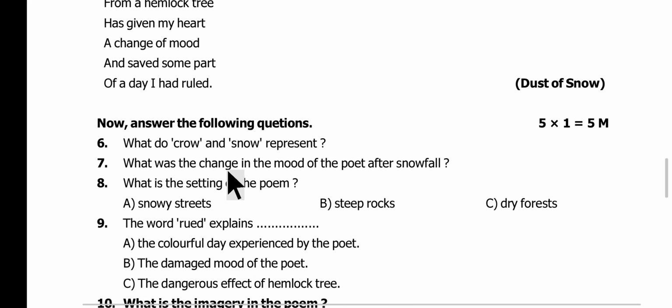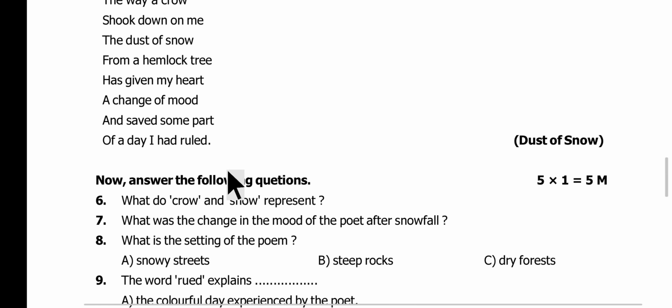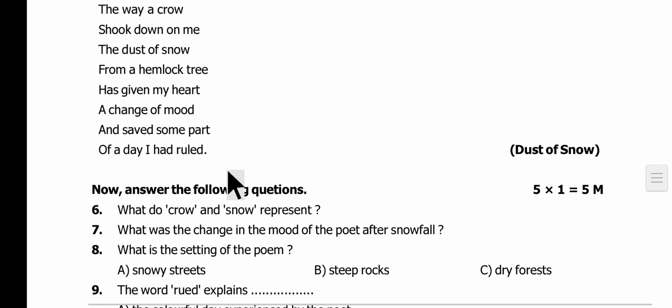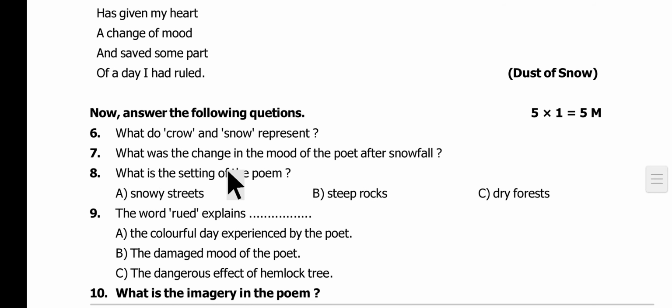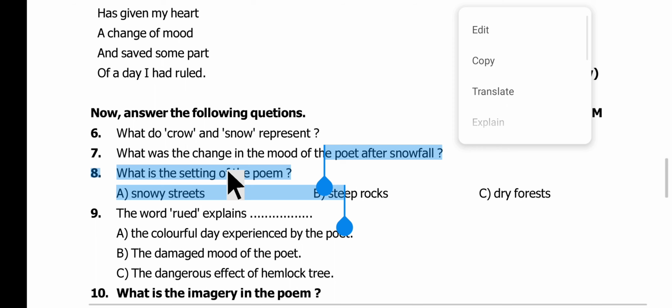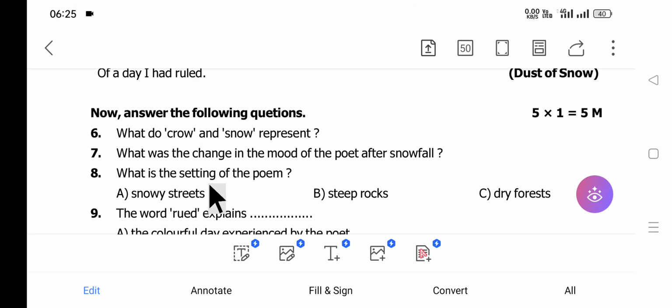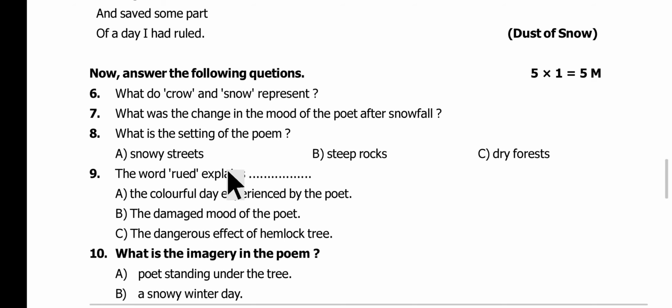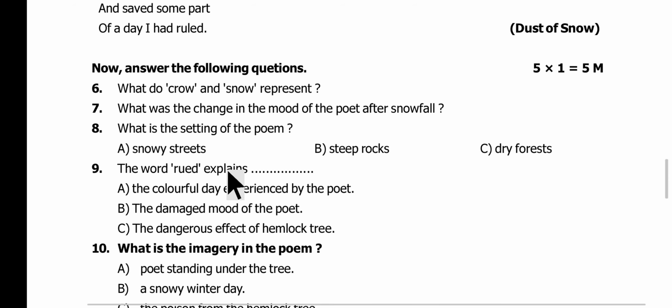the questions, what do crow and snow represent here? So crow and snow, what do they represent? So you need to answer carefully. What was the change in the mood of the poet after snowfall? So is it positive or negative? Is it bad or good? Is it exciting or disappointing? Like that. What is the setting of the poem? Snowy streets, steep rocks, dry forest. The word rued explains here.